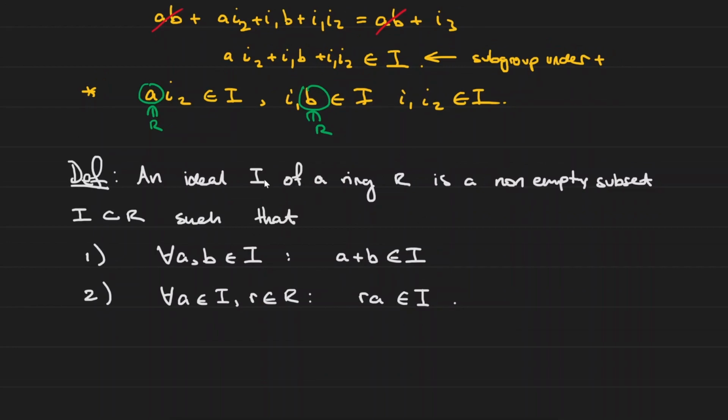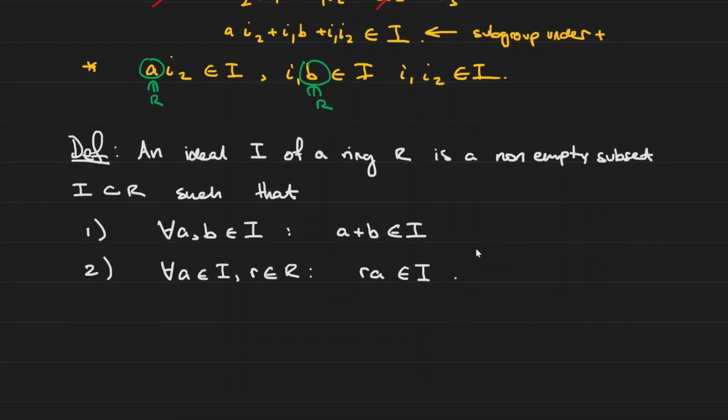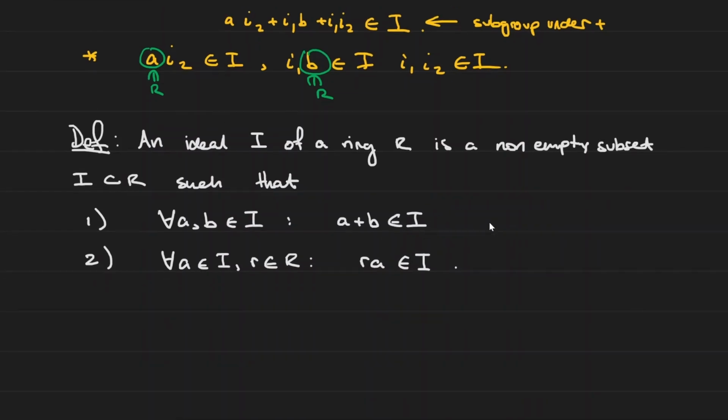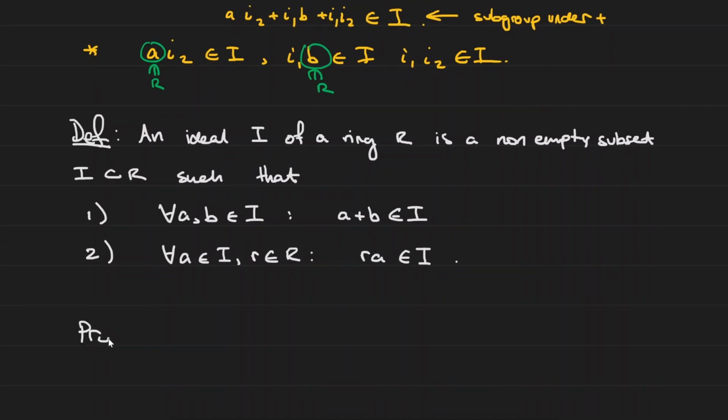Now you might worry that an ideal is supposed to be a subgroup under addition, isn't it? But I've only stated one of these axioms for the addition, namely the closure property. Now associativity also follows because it's a subset, but how about the fact that there's a neutral element as well as there being an inverse? Well, we can give that as a proposition, and it's fairly simple to prove.